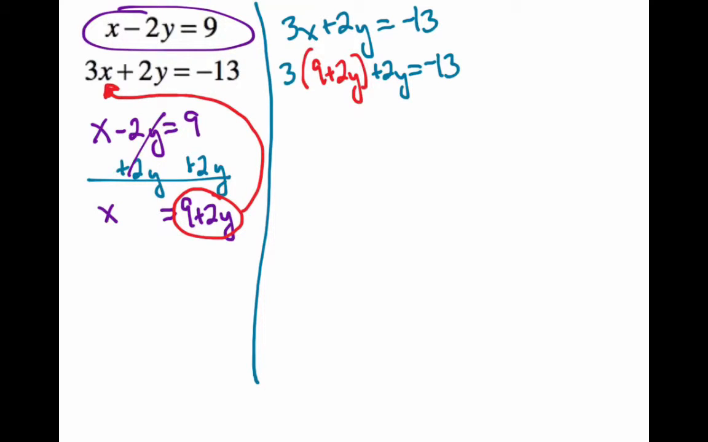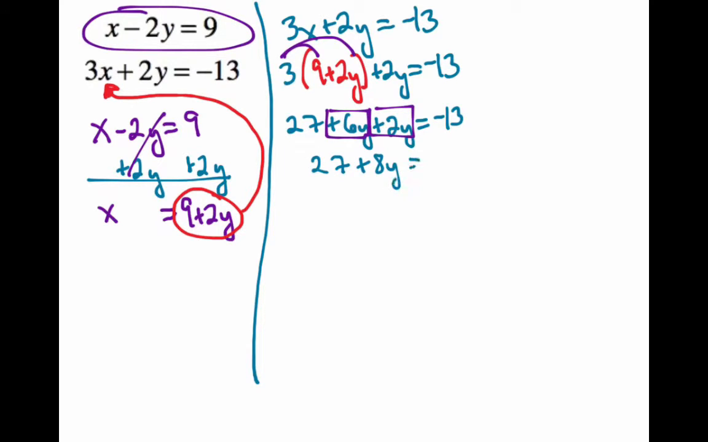Multiply, or be sure to distribute. 3 times 9 is 27. 3 times 2y is 6y. Plus 2y equals negative 13. So I got the rest of my equation there. Combine my like terms. I get 27 plus 8y equals negative 13.